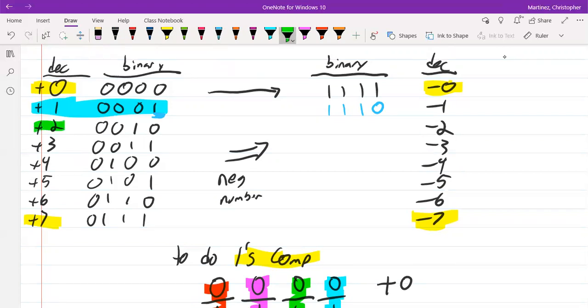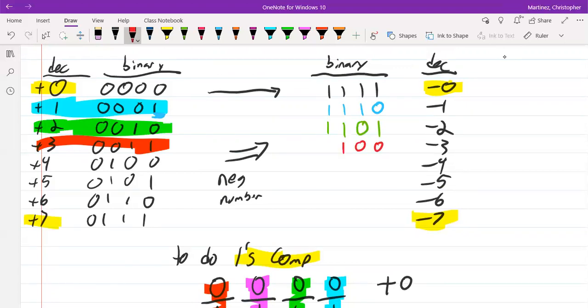Next item, I'm doing positive 2. I'm going to do the same thing. Starting with the rightmost bit, a 0 becomes a 1. A 1 becomes a 0. A 0 becomes a 1. A 0 becomes a 1. Let's do the next one, a positive 3. Starting with the right bit, 1 is a 0. 1's a 0. 0's a 1. 0's a 1.